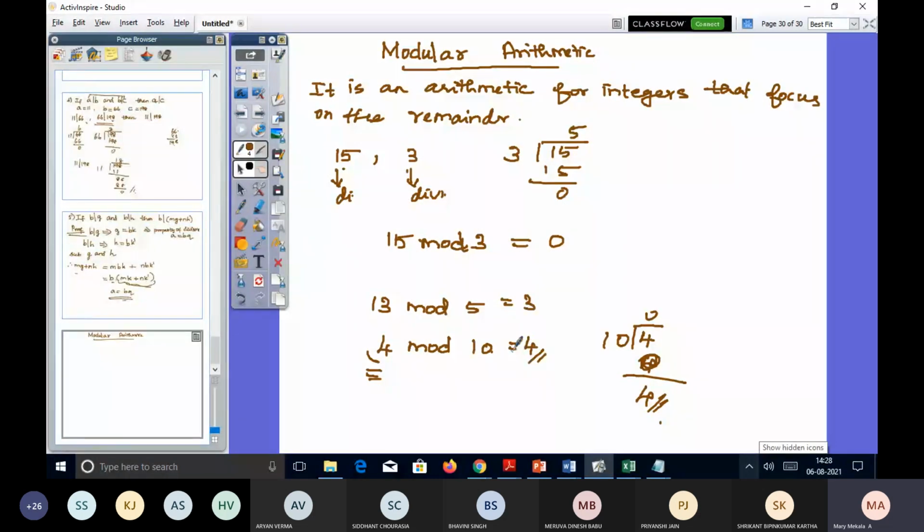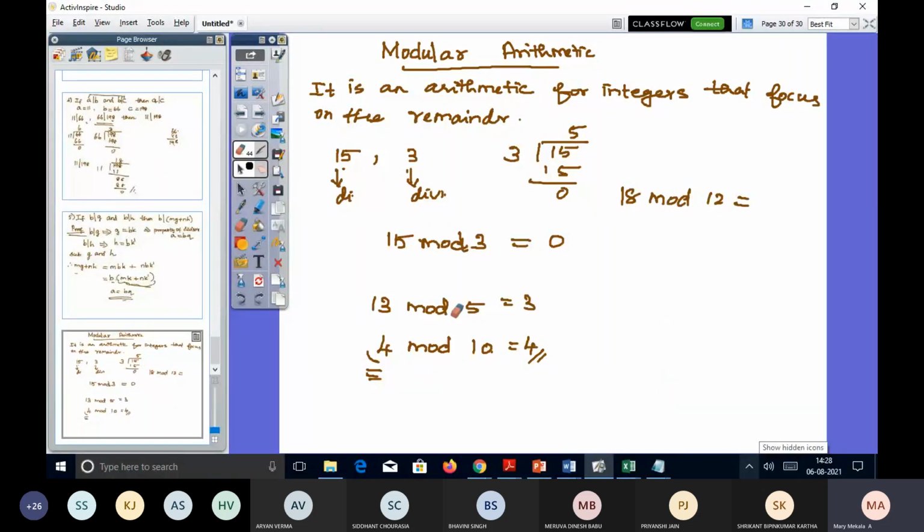Now let me give you one more example. All these are positive numbers I have given. Let me give you one more: 18 mod 12. What is the answer for this? I'll give you another method of finding this one, because we have studied the division algorithm, and we'll be using it in the next problem. What is the answer for 18 mod 12? 6. Right. By using this division method, we find the remainder, and that is 6.